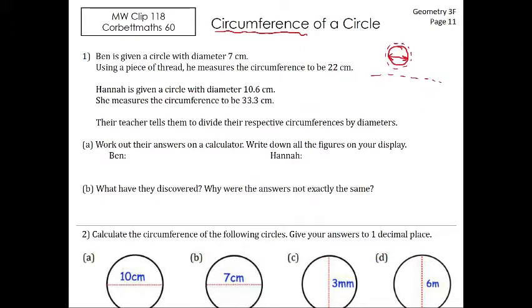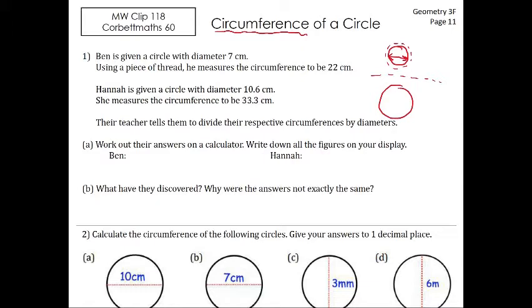Hannah is given a circle with a diameter of 10.6 centimeters. So her circle was slightly bigger, and she did the same thing. She measured the circumference to be 33.3. Their teacher tells them to divide their respective circumferences by diameters. Work out their answers on a calculator, and write down all the figures on your display.